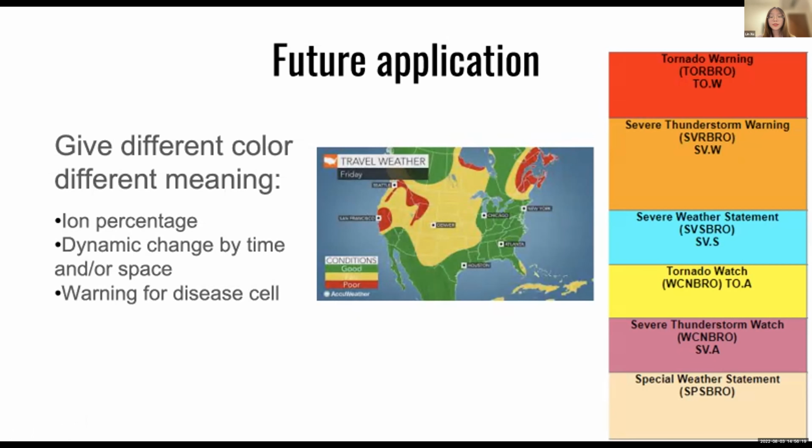Also, colors have different intensities. They can also represent different meanings, such as dark colors can represent that the amount of a certain ion in this area has a huge difference between the normal healthy cells and the disease cells. And light color can be used to represent a smaller difference between the healthy cells and the disease cells.